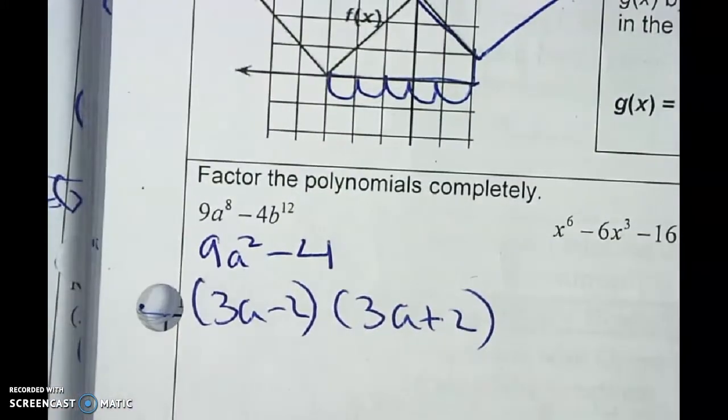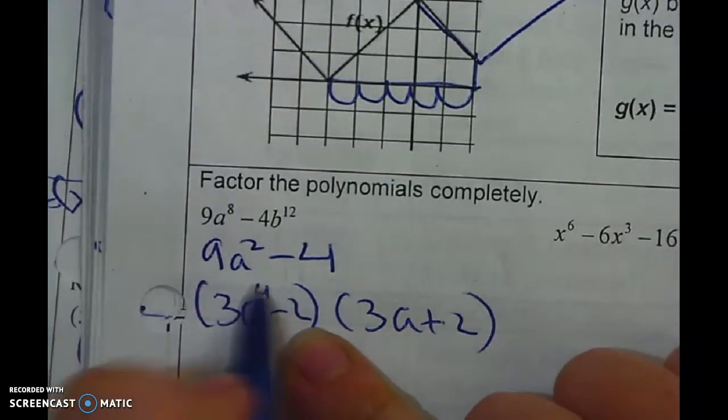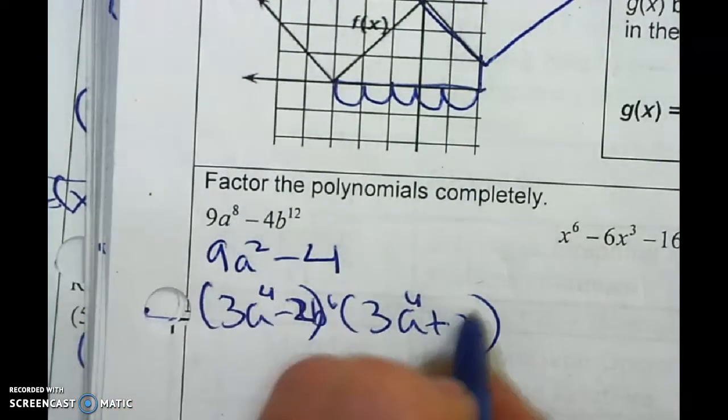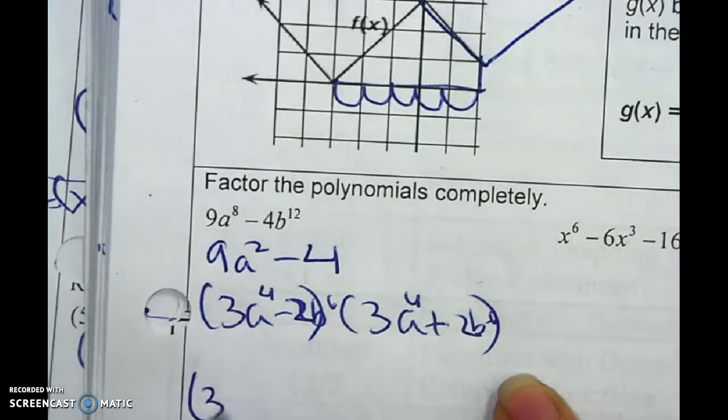Okay, so now, here's the deal. It's not this simple. It's got to be x a to the 8th, so that's going to be a 4. And then the b to the 12th means b6, b6. Let me write that a little bit nicer.